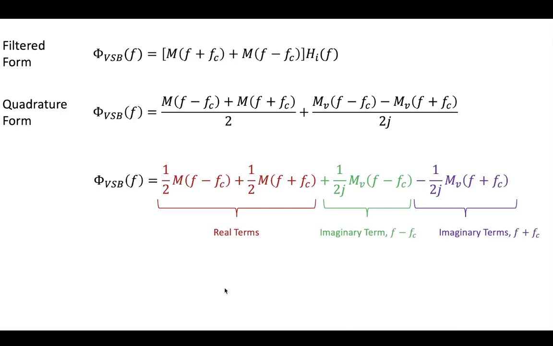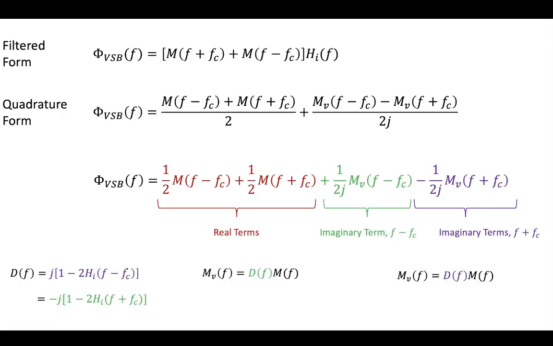And now we're going to start color coding them into the real terms and the imaginary terms. And we see that in the imaginary terms, we have the F minus FC portions, which I put in green, and then in purple we have the imaginary terms, which are F plus FC. So our filter transfer function is D, and we've defined our new variation of our message MV as D multiplied by M. And so we're going to look at the green form and the purple form, and we're going to look at these in parallel.